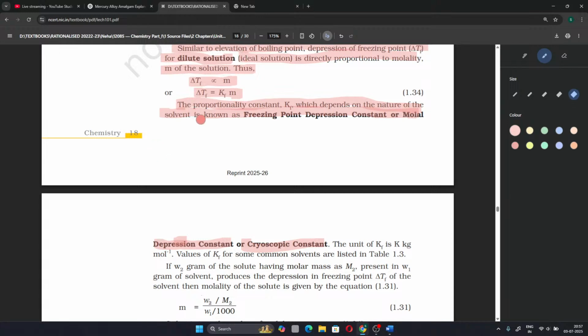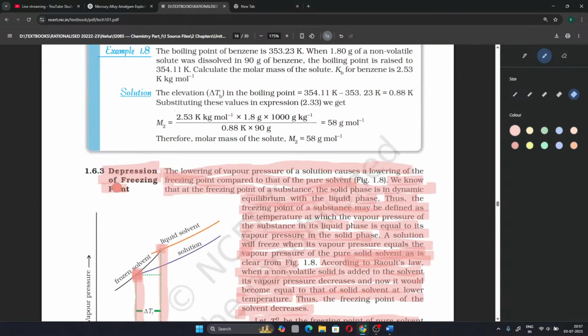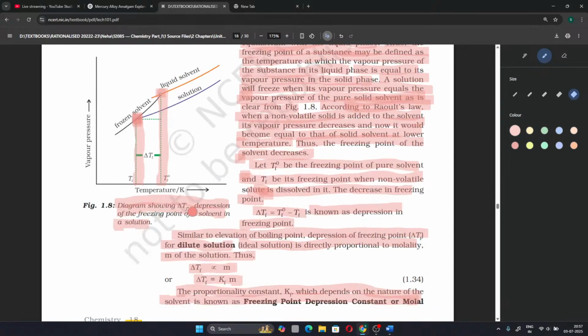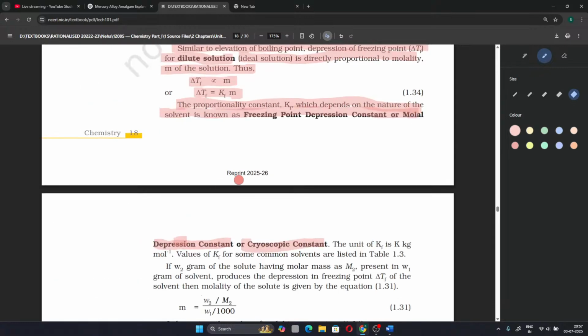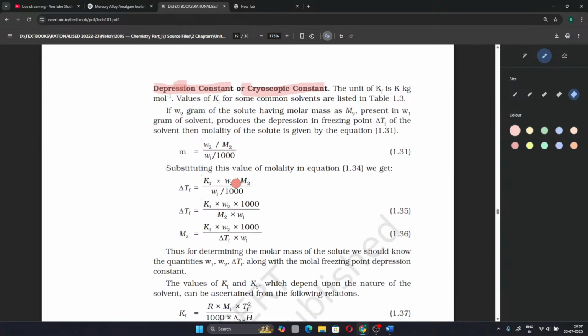But they gave that the proportionality constant depends on the nature of the solvent. Okay, the total depression in freezing point, being a colligative property, doesn't depend on the solvent, but the freezing point depression constant, the cryoscopic constant, does depend on the nature of the solvent. The unit of Kf is Kelvin kg per mole. This is the same as for the ebullioscopic constant. Values of Kf for some common solvents are listed in table 1.3.